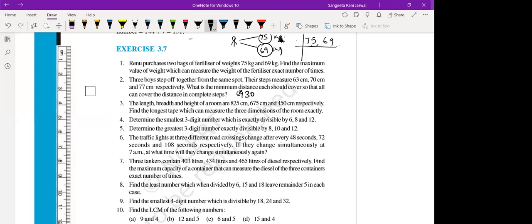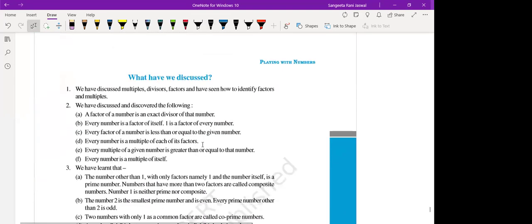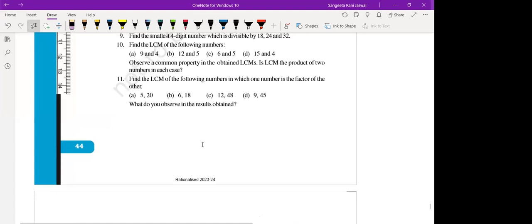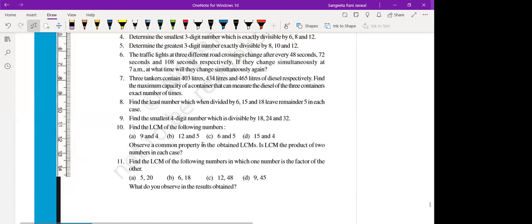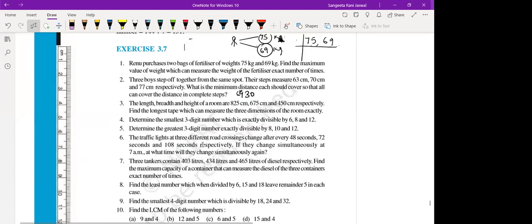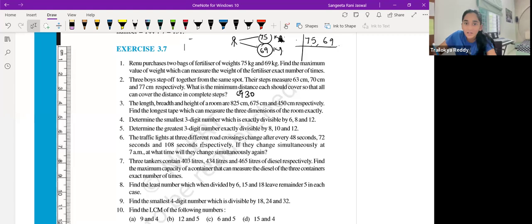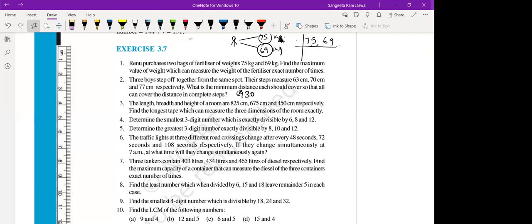Hurry up. This is the last exercise, I think, in this chapter. Okay, so we'll try to complete it. Done, Trilokya? Ma'am, still. Okay, do it fast. We should not take so much time.